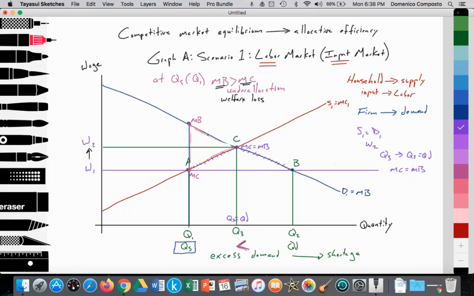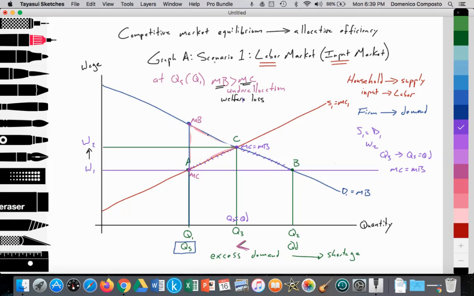Now, we should also note that at the lower wage of W1, quantity supplied is at Q1, and at Q1, the marginal benefit is greater than the marginal cost. Thus, there's an underallocation of labor resources. There's a welfare loss that's generated, which results in the upward pressure on the wage, the increase in the quantity supplied by households, the decrease in the quantity demanded by firms, until we reach the allocatively efficient outcome at point C, where MC equals MB. Okay? So that is that analysis.